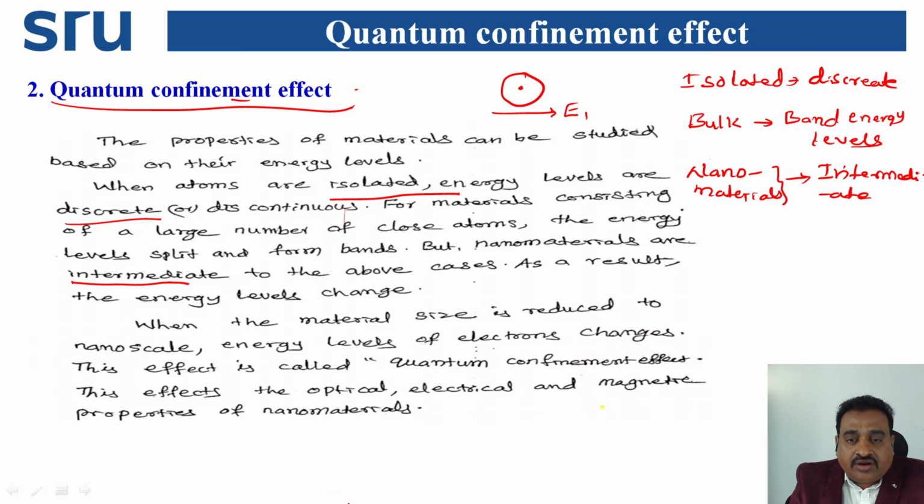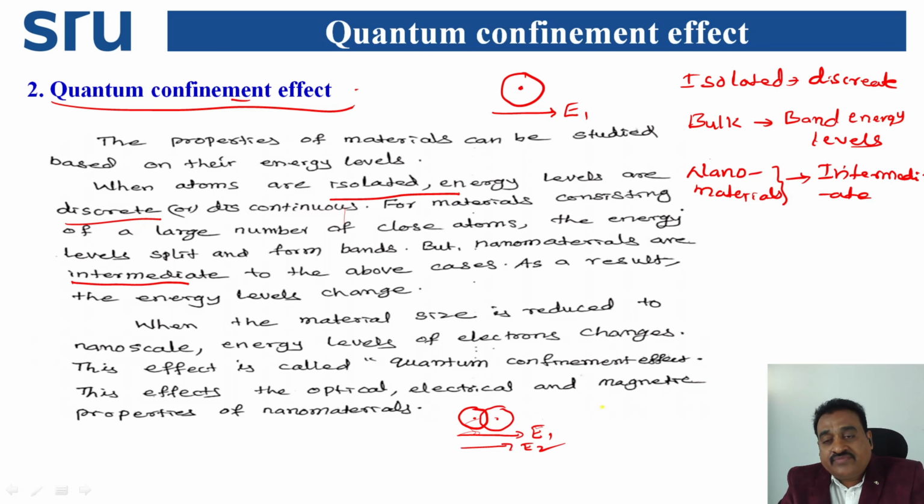The atoms are brought too close to each other. For example, this is one atom, this is another atom, brought too close to each other. So two atoms have energy levels E1 and E2. If we take a number of atoms, E1, E2, E3 and so on, the energy levels form a band. The bulk materials have band energy levels that we can observe.